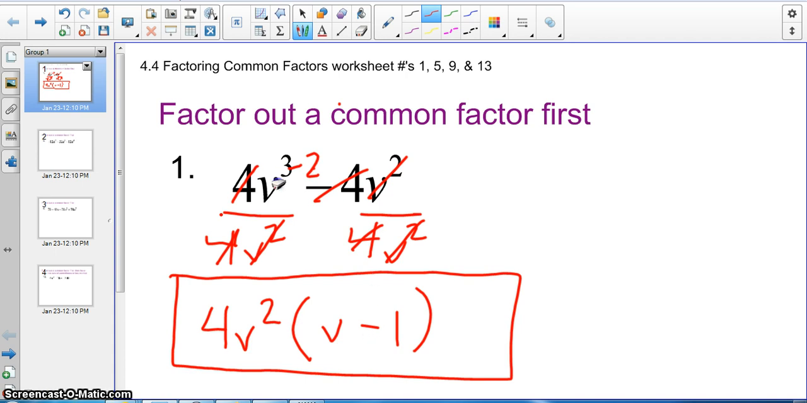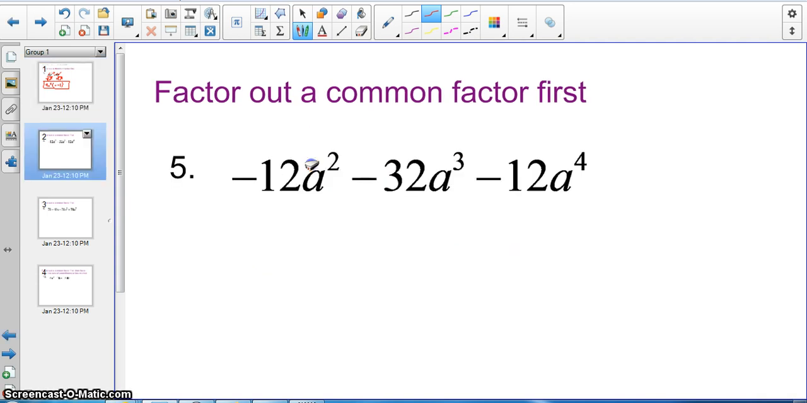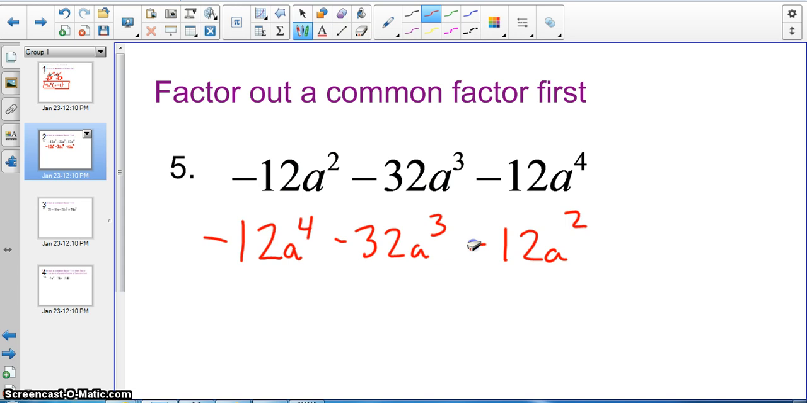Okay, and the first thing you needed to look at was make sure these are in standard form, highest exponent to the lowest. So these were in standard form because our highest exponent 3 came before the v squared. Let's try this one. First, is this in standard form? No, because our highest exponent was a 4. So let's rearrange that. So the negative 12a to the 4th is first, then minus 32a to the 3rd minus 12a squared.